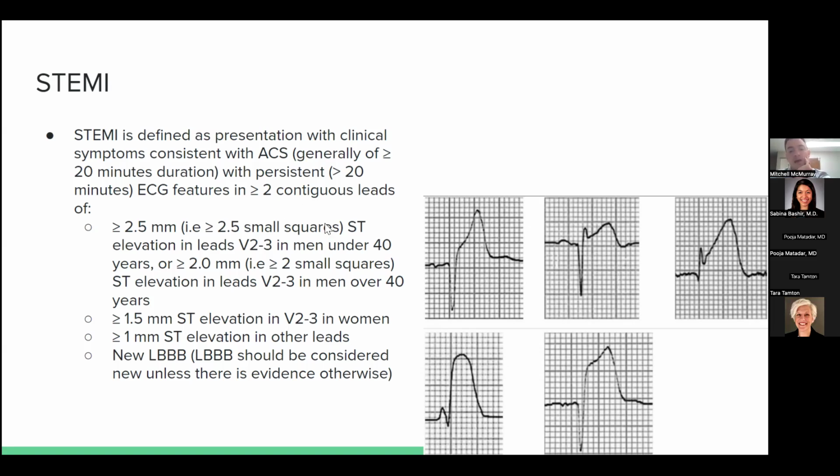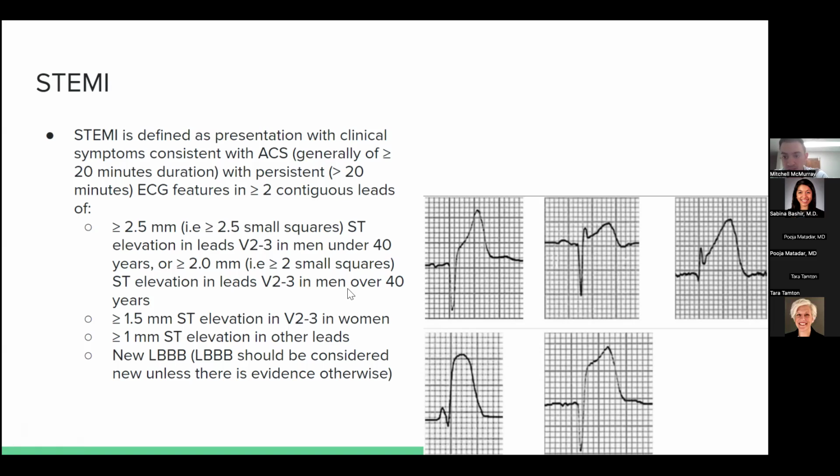If you're a man under 40, it's usually 2.5 millimeters of elevation in leads V2 to V3. That's the technical definition. If you are over 40, the criteria lowers a little bit, so it's just 2 millimeters, 2 small boxes that it has to be elevated. And for women, it's only 1.5 millimeters of elevation that meets the criteria. So lesser.